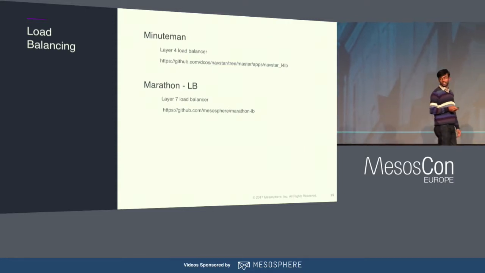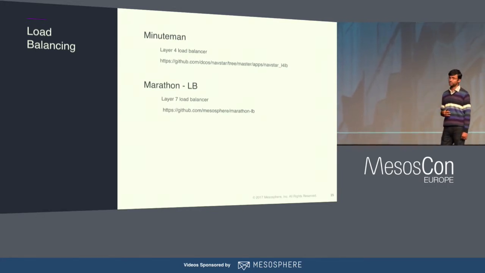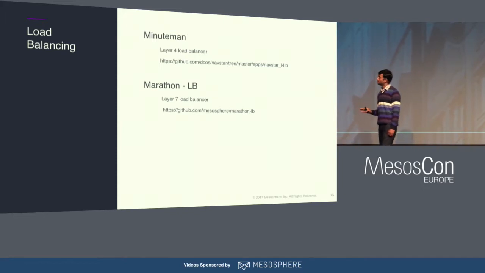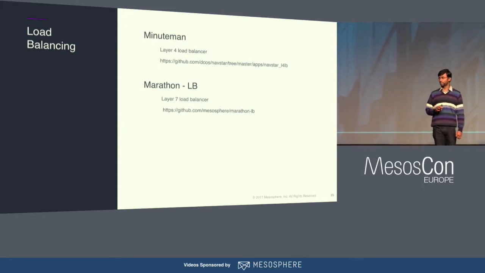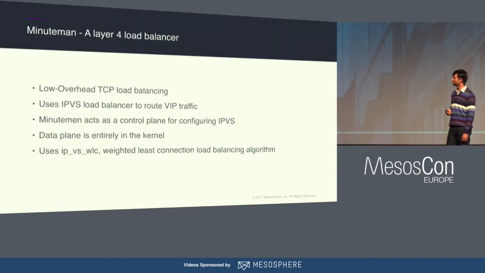Coming to the load balancing part, load balancing is done at two different layers and by two different components. At layer 4, it's also the east-west load balancing within the cluster, and it is done by Minuteman. The layer 7 load balancing is done through a component called Marathon LB, which is a wrapper around HAProxy. So we'll see both of them today.